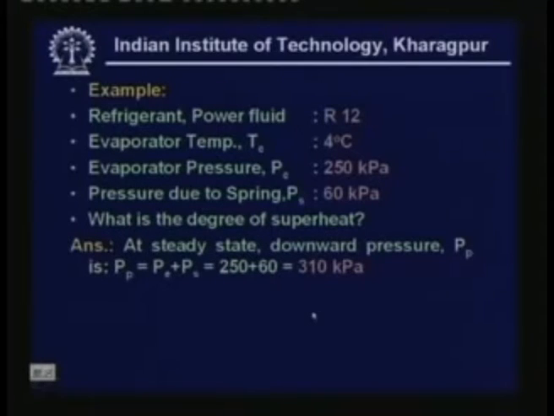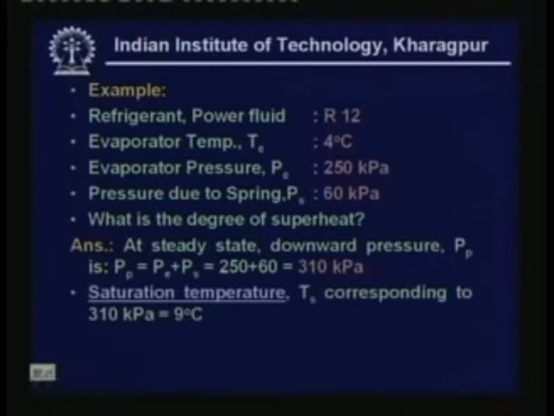At steady state, we know that the downward pressure PP is equal to PE plus PS. So PE is equal to 250 kilopascal and PS is 60 kilopascal, so PP is equal to 310 kilopascal. PP is nothing but the saturation pressure corresponding to the exit temperature Ts. So we know the saturation pressure, and again we can find out the corresponding saturation temperature. If you look at the refrigerant property table, you find that at 310 kilopascal the saturation temperature of R12 is 9 degrees centigrade. That means Ts is 9 degrees centigrade.